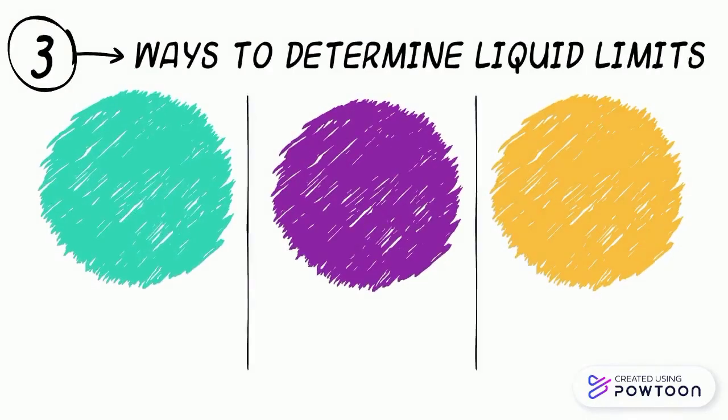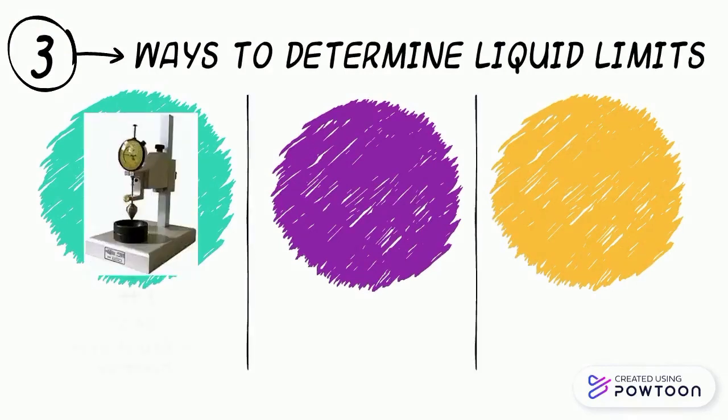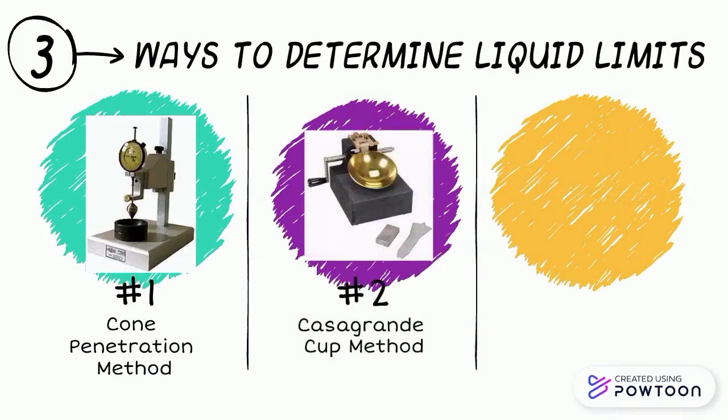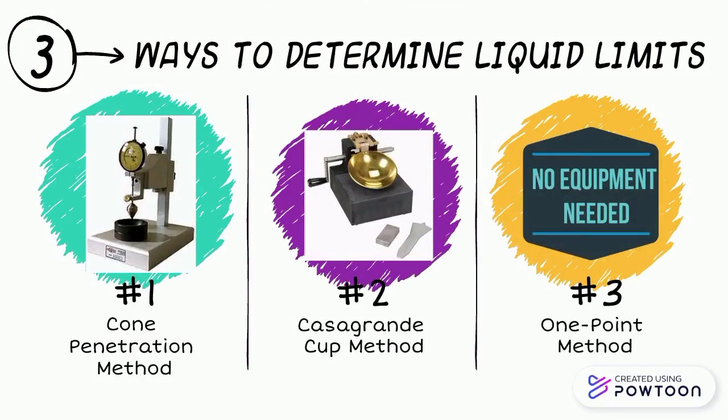There are three ways to determine the liquid limit. According to the Geotechnical Engineering book, there are three ways to determine the liquid limit of soil. First is the cone penetration method, through the use of a fall cone apparatus or cone penetrometer. The second method is the Casagrande cup, which uses a mechanical liquid limit device with a grooving tool. And the last method is the one-point method, which is somehow connected with the Casagrande cup method.